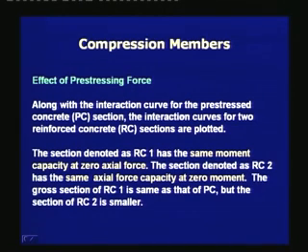Along with the interaction curve for the prestressed concrete section, the interaction curves for the two reinforced concrete sections are plotted. The section denoted as RC1 has the same moment capacity at zero axial force. The section denoted as RC2 has the same axial force capacity at zero moment. The gross section of RC1 is same as that of the PC, but the section of RC2 is smaller.